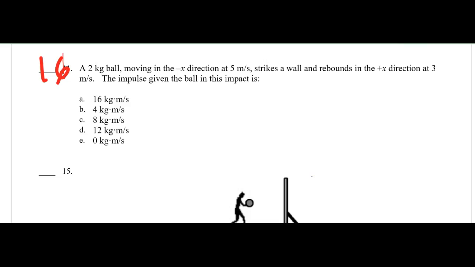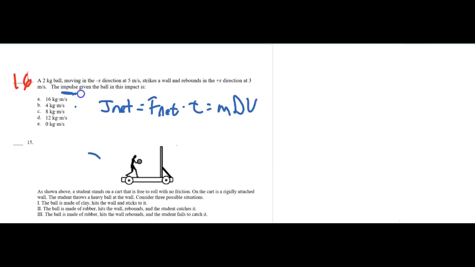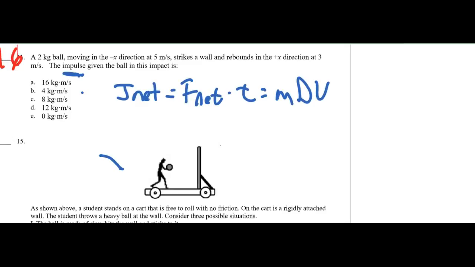All right, I went back and looked at problem number 16. Here it talks about impulse. There's only one equation that goes with impulse. That could be J net we're looking for. That could be force net times t. That could also be m delta v. Then we can look at our work here and see which ones we could solve.